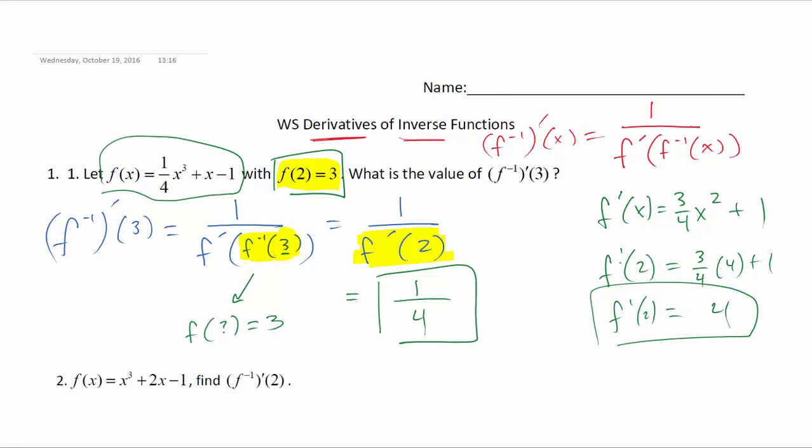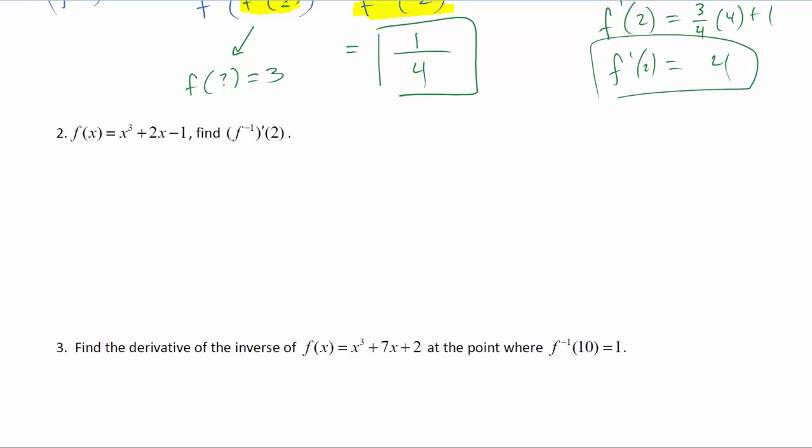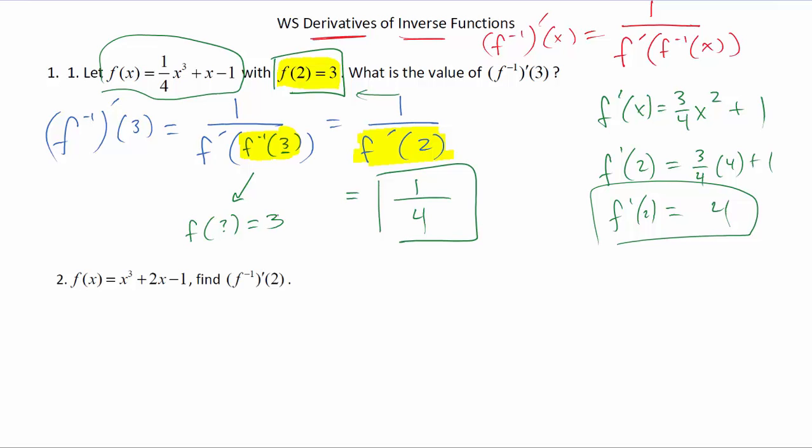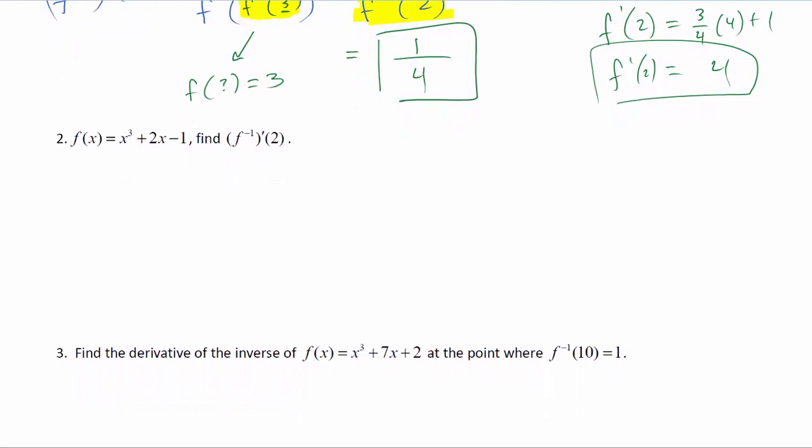Now if you take a look at number 2, it looks very similar. It says f of x equals x cubed plus 2x minus 1. Find f inverse prime, so the derivative of the inverse function, at 2. The one thing that's missing that was available in number 1 is that point, f of 2 equals 3, which was given to us. It's kind of like a key to unlock the problem. In this case, I'm not given that key. So we're going to start this the same way.